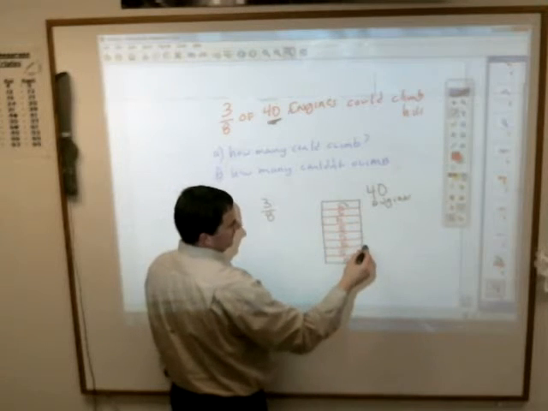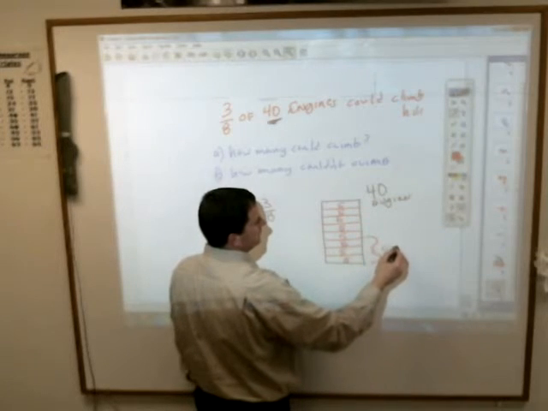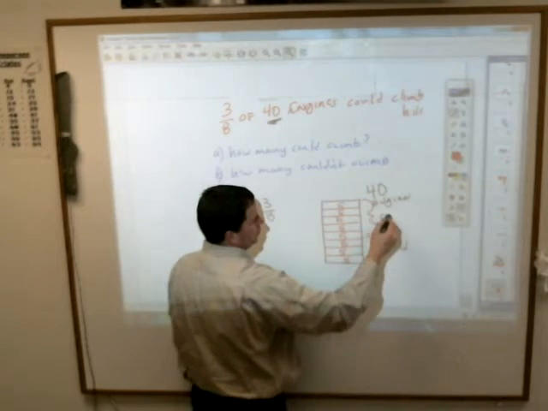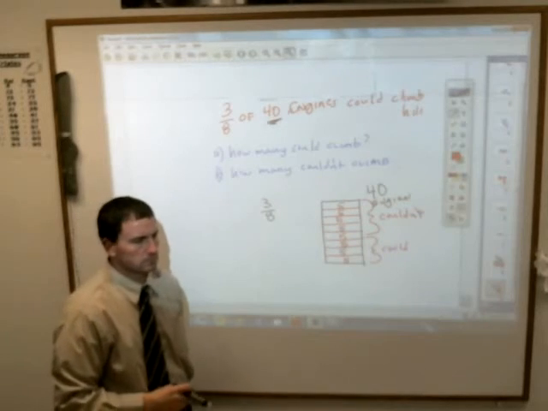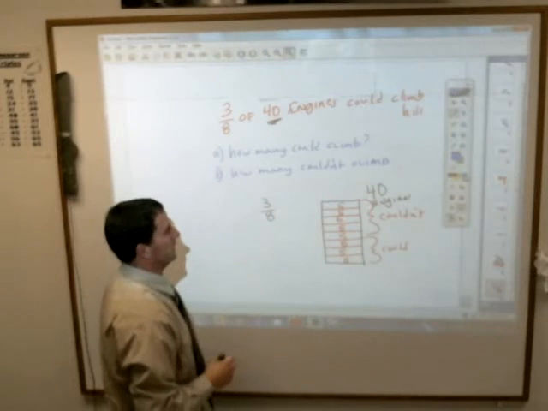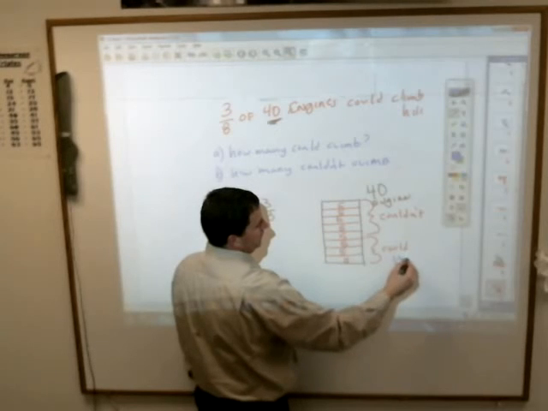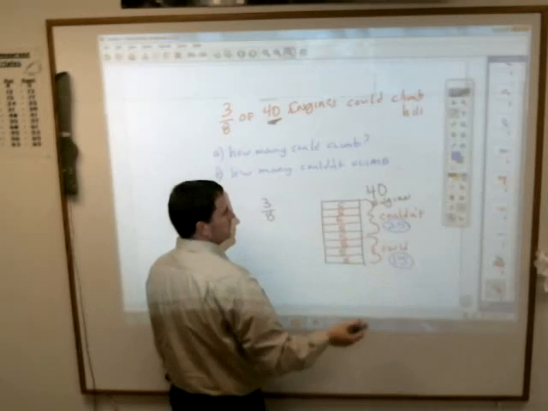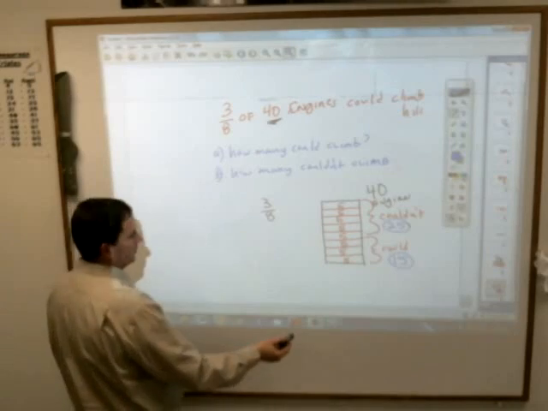And then I know that 3/8 were the ones that could, and the rest of them would be the ones that couldn't. Yeah, arrows. And then you can answer any question they could ask you. How many could climb the hill? 15. How many couldn't climb the hill? 25. Ratio of could to couldn't, ratio of couldn't to all, the whole thing there.